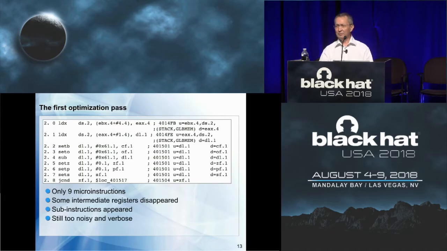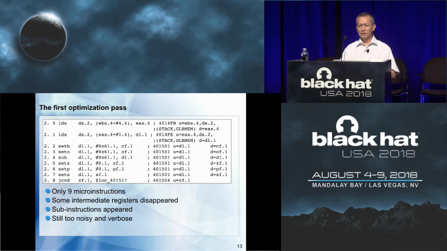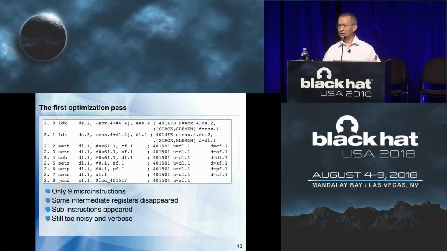Another thing that we did with the microcode is that we propagated some instructions into other instructions. Take, for example, the very first instruction here. It's LDX, which stands for load from memory. It loads from the memory, and the offset is specified as EBX plus 4, which is an addition instruction. So the addition instruction got propagated into LDX.